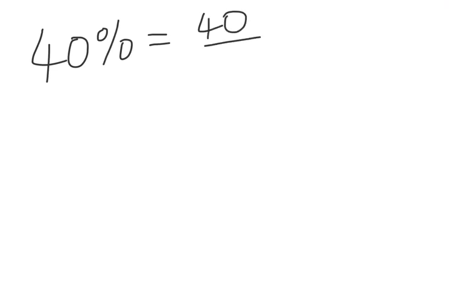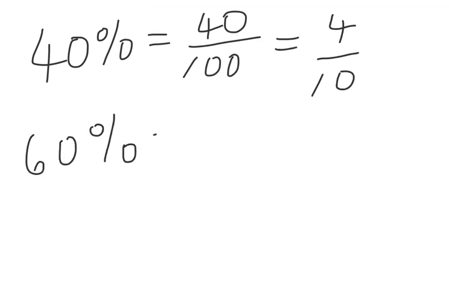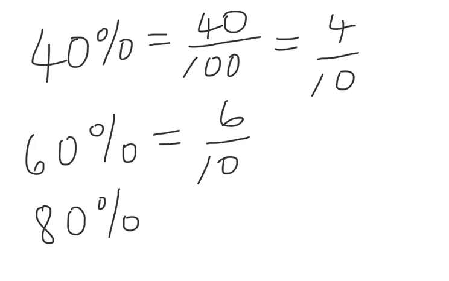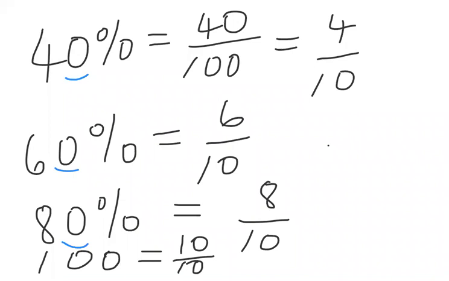And now you can continue. 40% equals 40 over 100, which is 4 over 10. 60% equals 6 over 10. And now you can see anything that's got a 0. And this is just the ones that's got a 0, the big numbers. That equals 8 over 10. And for completeness sake, you can just write 100% equals 10 over 10, but 10 divided by 10 equals 1. So that's just another one that you can keep in mind.